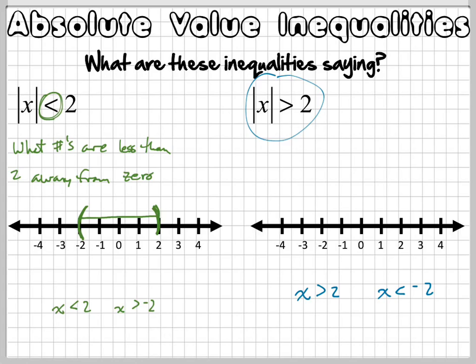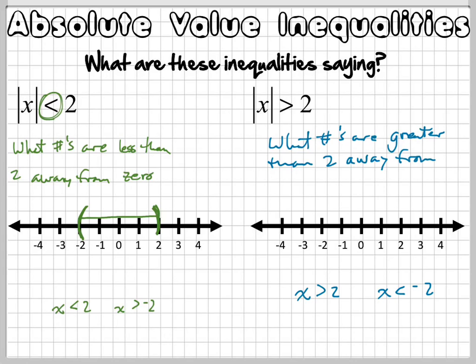Well, this means what numbers are greater than 2 away from 0. So again, we start at the -2, but we go this way because it says x is less than -2. And all these numbers right here are more than 2 spaces away from 0. All of these numbers right here are more than 2 spaces away from 0.